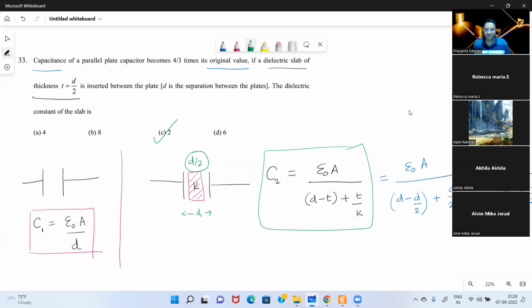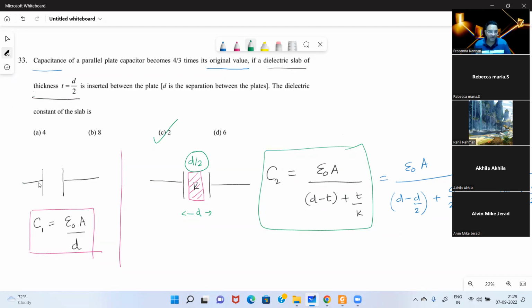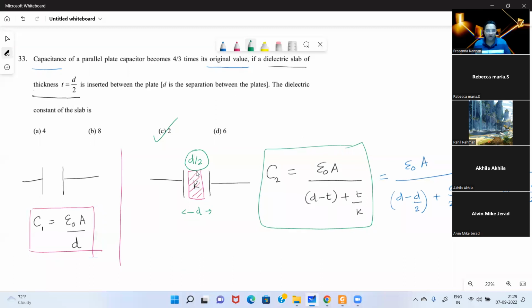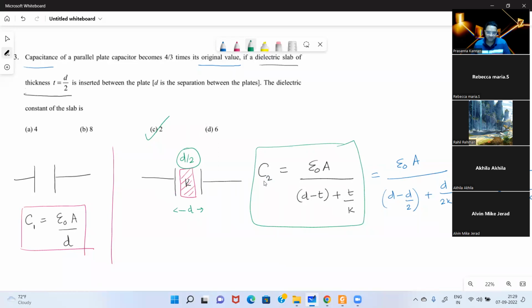So I'll repeat this once more for everybody. The capacitance of the parallel plate capacitor becomes 4 by 3 times its original value if a dielectric slab of thickness d by 2 is inserted between the two plates. What is the dielectric constant of the slab? You have a capacitor. The capacitance is epsilon naught A by D, that's the original value. Now you are inserting a dielectric, not completely, but partially, up to a distance of d by 2. For that, we have a formula, right? If it is partially inserted, it occupies only partial space, and C2 is given by epsilon naught A by D minus T plus T by K.